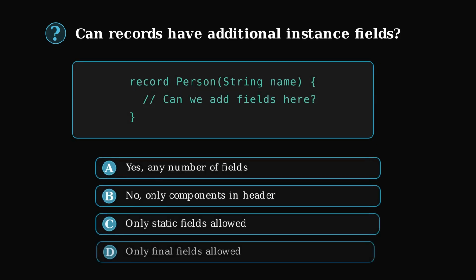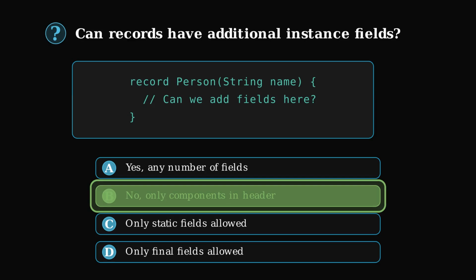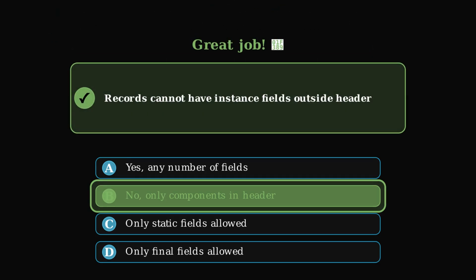Can records have additional instance fields? Which one is correct? The correct answer is records cannot have instance fields outside the header.